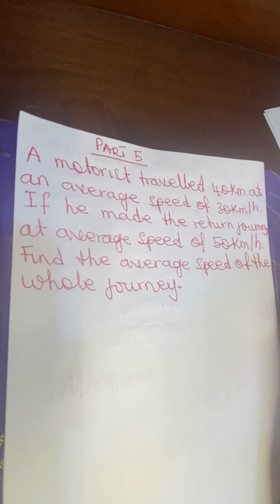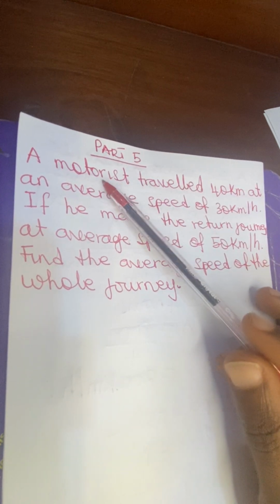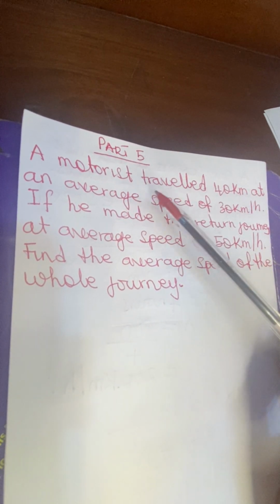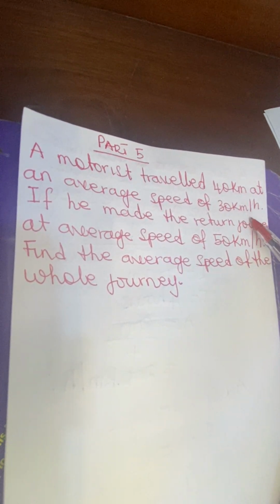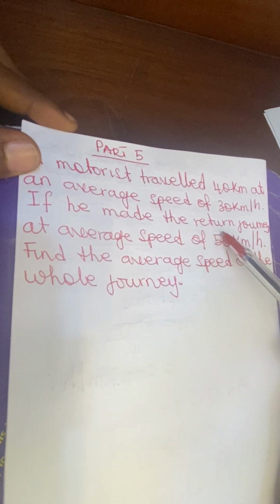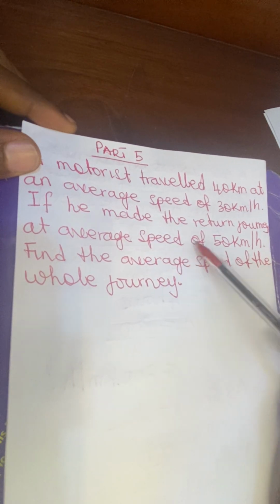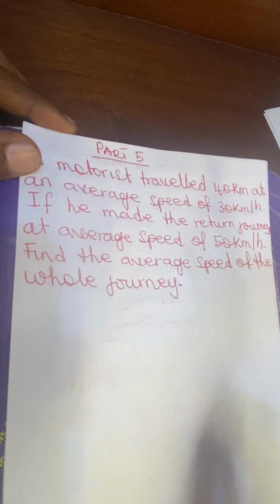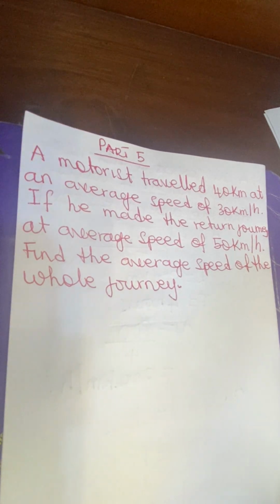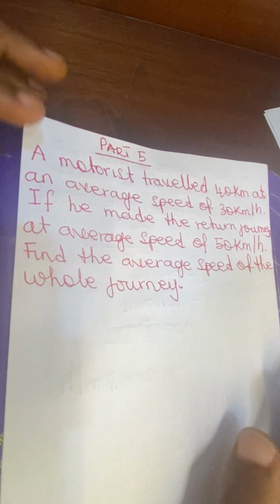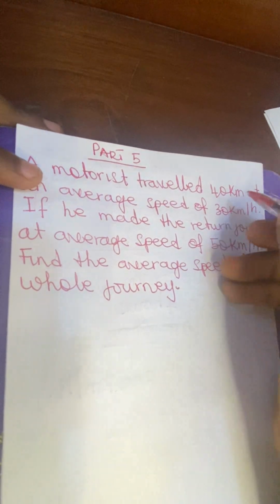We want to take our time and break it down. We are told that a motorist traveled 40 kilometers at an average speed of 30 kilometers per hour. If he made a return journey at an average speed of 50 kilometers per hour, find the average speed of the whole journey. Now, this question is very simple. Let's take key notes of things over here.